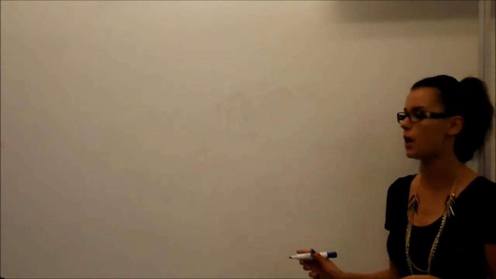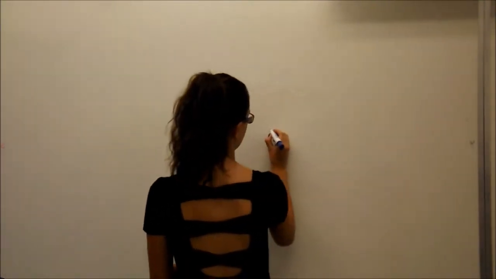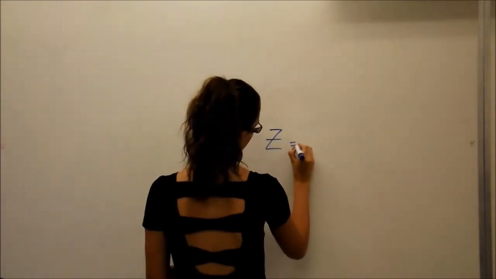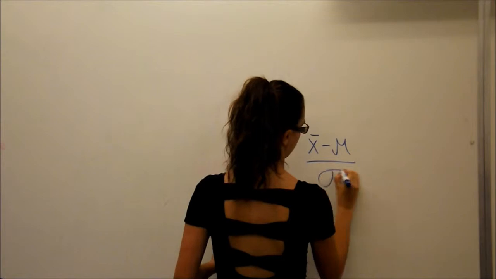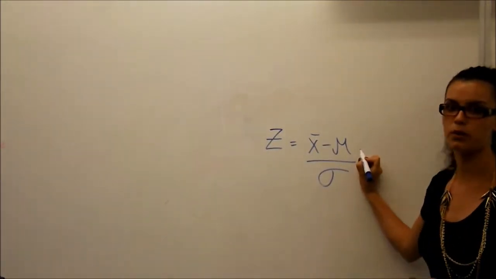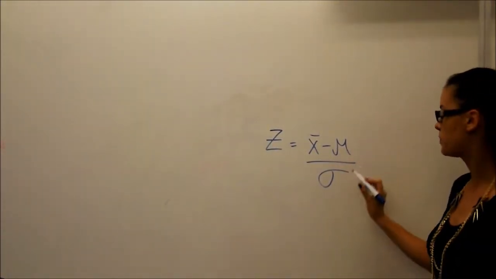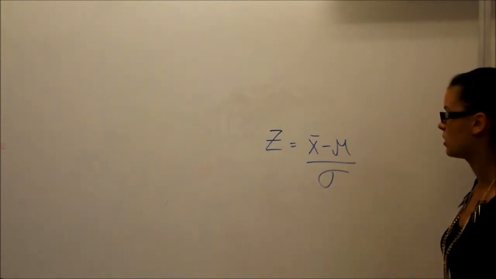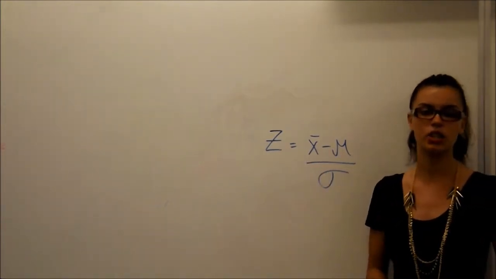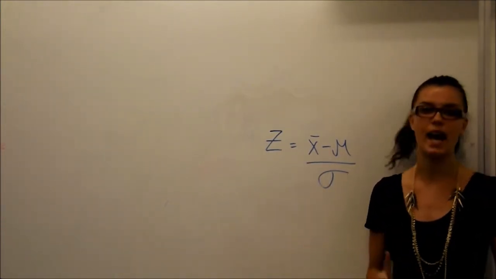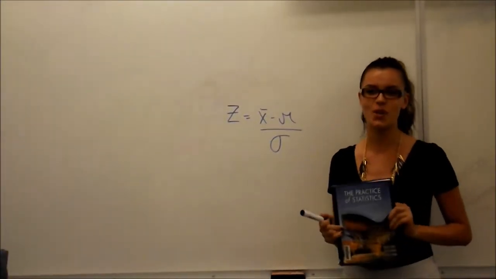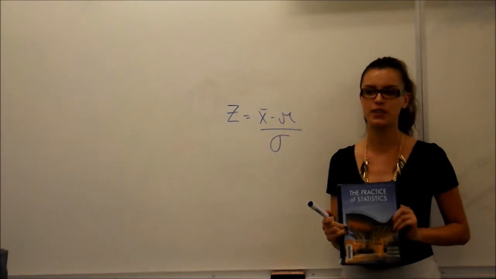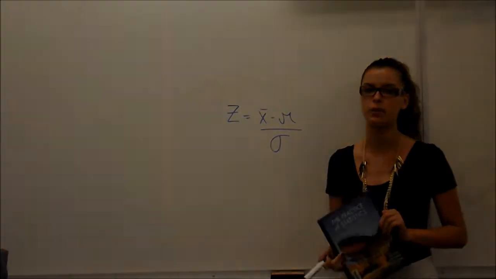The equation for the problem is z equals x bar minus mu, divided by the standard deviation. The mu symbol is going to be given in the problem, as well as the standard deviation. Well, the x bar varies. It's either given in the problem or you must add up all the numbers that are given, divided by the total. When you find the answer to z, let's open up the statistics book to the first page, where it says Table A.